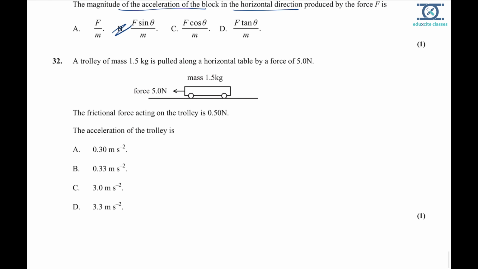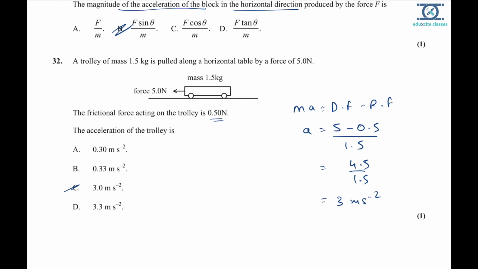And the last question for the day, a trolley of mass 1.5 kg is pulled along a horizontal table by a force of 5 Newton. Okay, so you can see the diagram. The friction force is 0.5 Newton. Again the same, ma equals driving force minus resistive force. So the acceleration will be driving force 5 Newton, minus friction 0.5, divided by 1.5. If you solve this, you will get 5 minus 4.5 divided by 1.5, which is 3 meter per second square, option C.